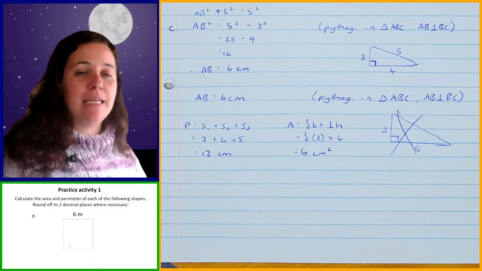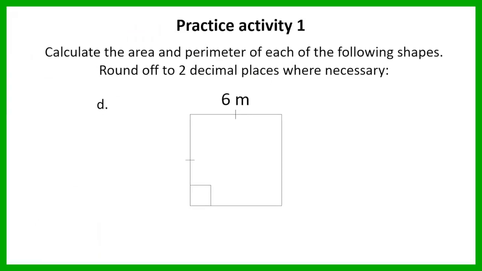Question D is a nice easy one. We've got a square with a side of 6 meters. You have 1 minute to work this one out.